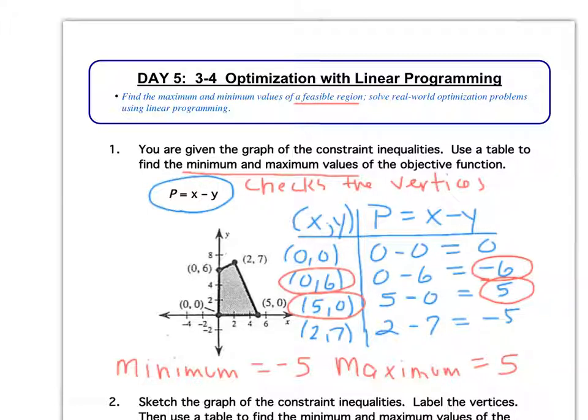So minimum at negative 6 and a maximum at 9. Alright, so now we know how to find the min or max of a feasible region, and we're going to apply that idea as we look at a real-world problem called linear programming. So turn the page over.